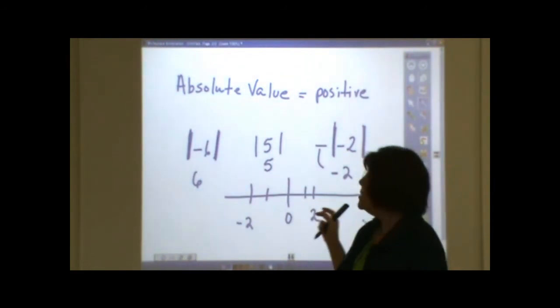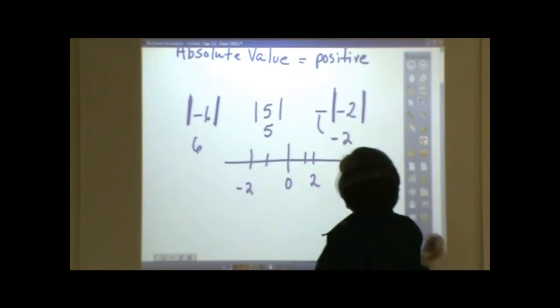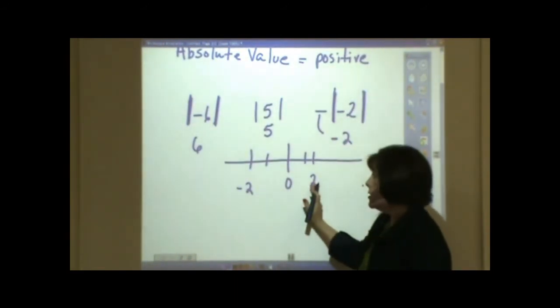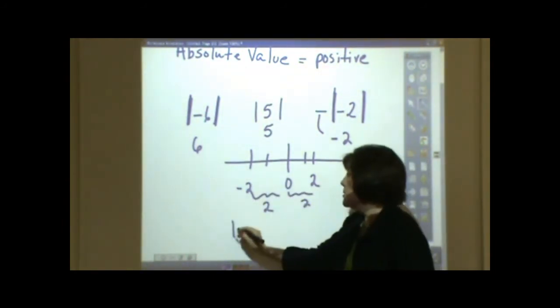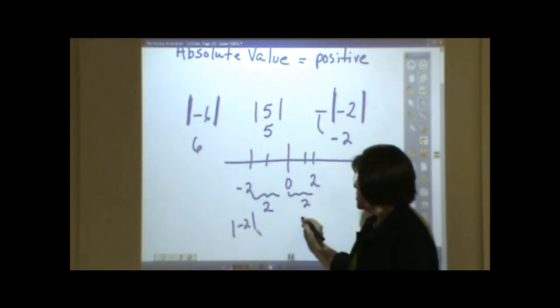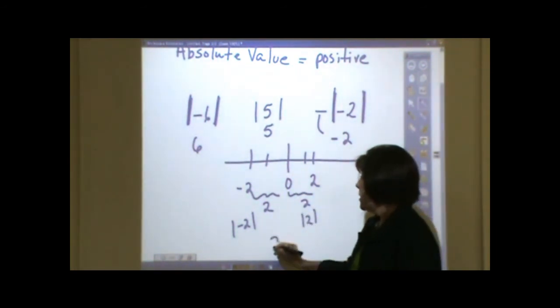So if you were talking about the distance from 0, positive 2 would be 2 units. Negative 2 would be 2 units, so the absolute value of negative 2 would be 2. The absolute value of positive 2 would be 2.